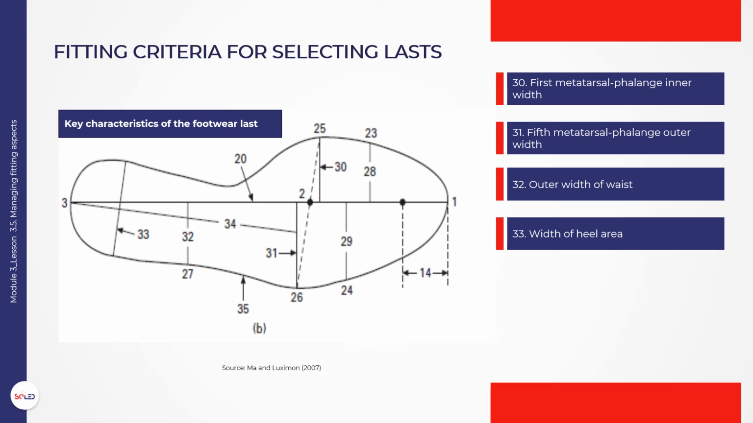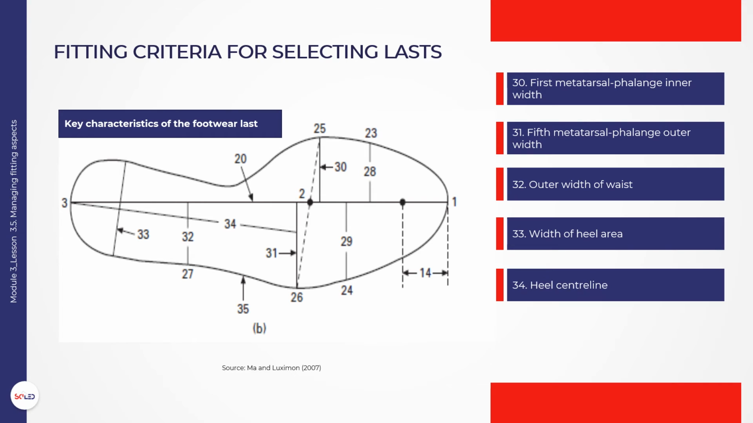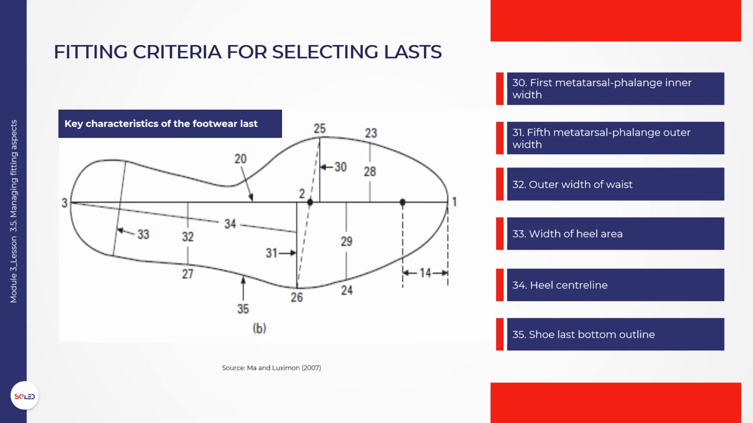33. Width of heel area. The width at the central position of the heel area. 34. Heel centerline. The vertical bisector of the heel area. 35. Shoe last bottom outline, last bottom pattern.